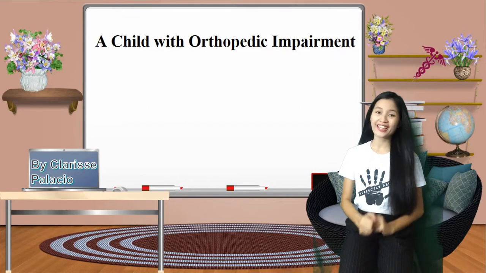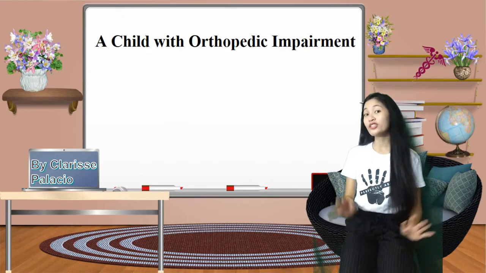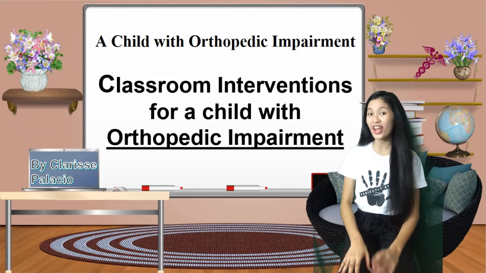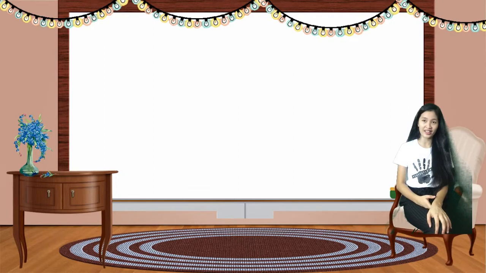Our lesson for today is about a child with orthopedic impairment, and I will discuss its classroom interventions and some strategies to be applied in the classroom. The teacher has an important role in the professional plan to help families with children who have orthopedic impairments. So, there are several possible interventions a teacher can implement in the classroom to assist the child in being successful in the inclusive setting.